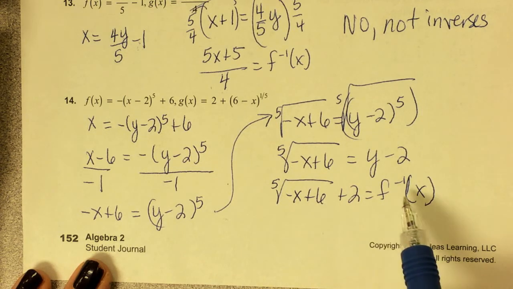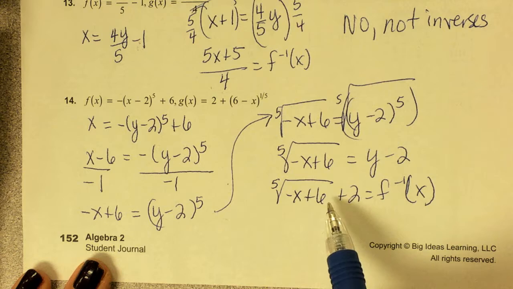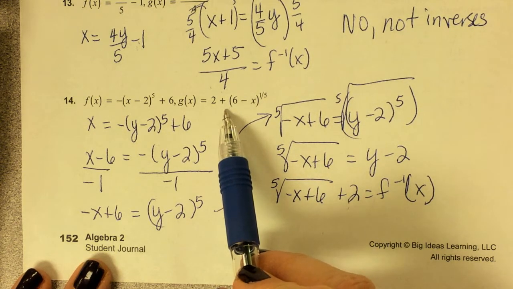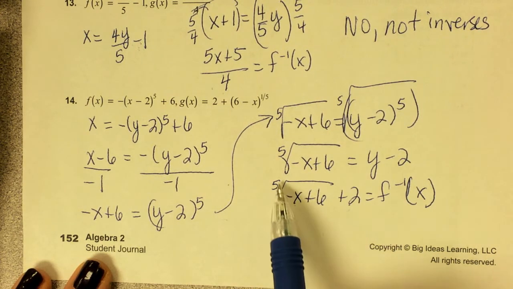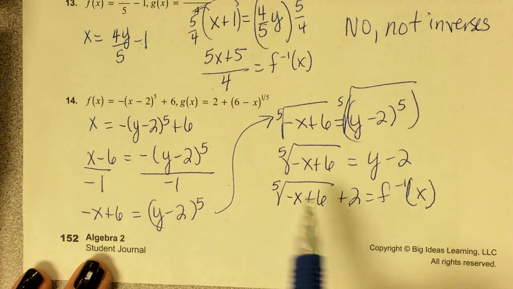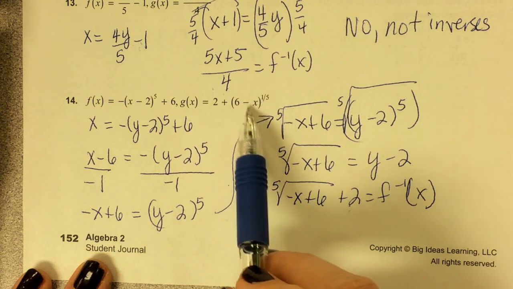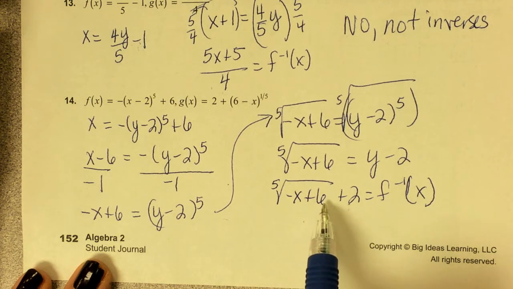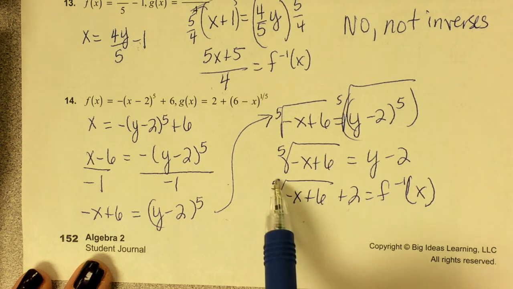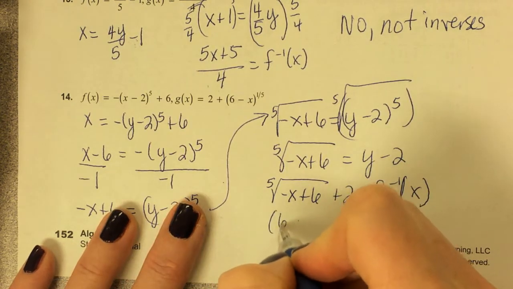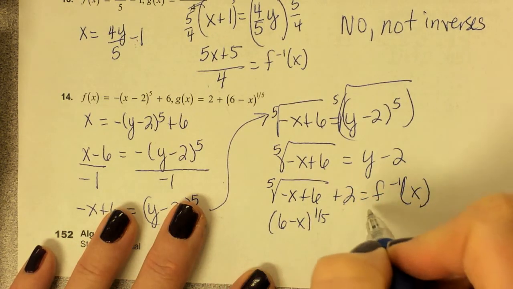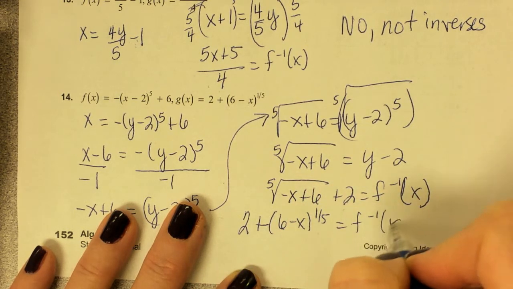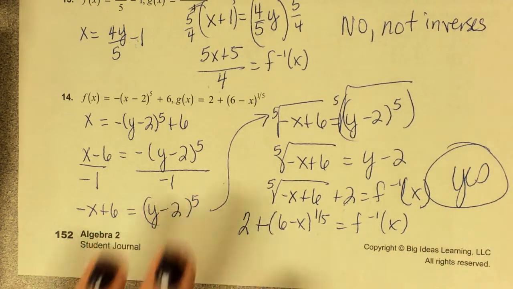Okay, so here's what I came up with when I found the inverse. The question is, is this actually equivalent to that? Let's see, this is 2 plus the 5th root of negative x plus 6. This is 2 plus 6 minus x to the 1/5. Are those the same thing? They are, aren't they? See how I could rearrange this and make it 6 minus x? And if it's the 5th root, it's really 6 minus x to the 1/5. And then that 2 could go out in front. So they are equivalent there. So we would say yes, they are inverses.